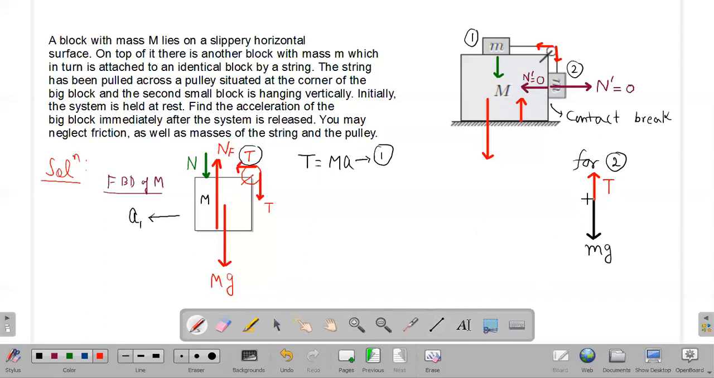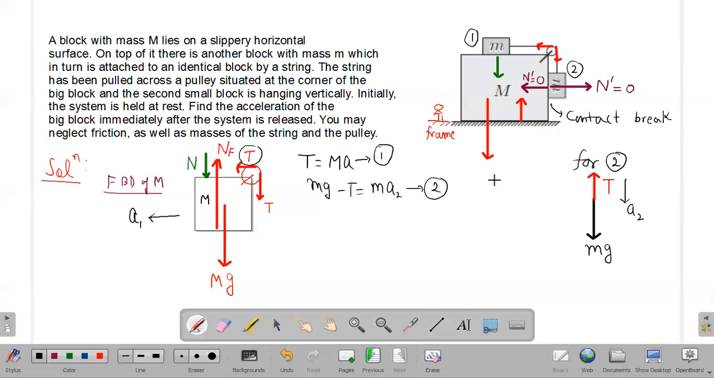Remember, we are considering our ground frame of reference. So with respect to ground, we are considering each and every motion with respect to the ground. That is our frame of reference. So with respect to the ground, only real forces will be considered on this block number 2, and those real forces are its gravity force mg and the tension force T in the upward direction, under which if it is accelerating downward with acceleration a2, then you can write down mg minus T equal to ma2. That is the second equation.